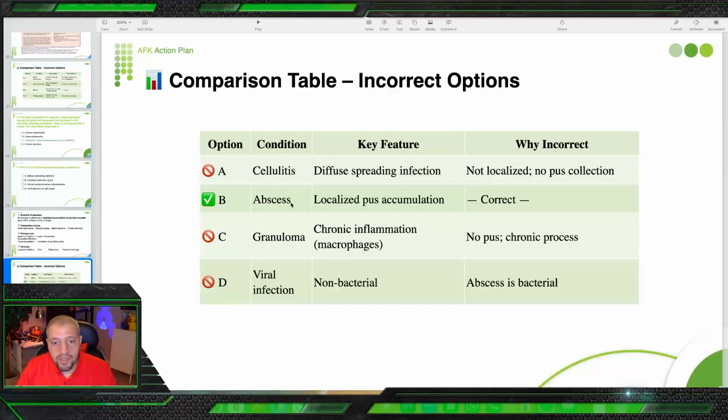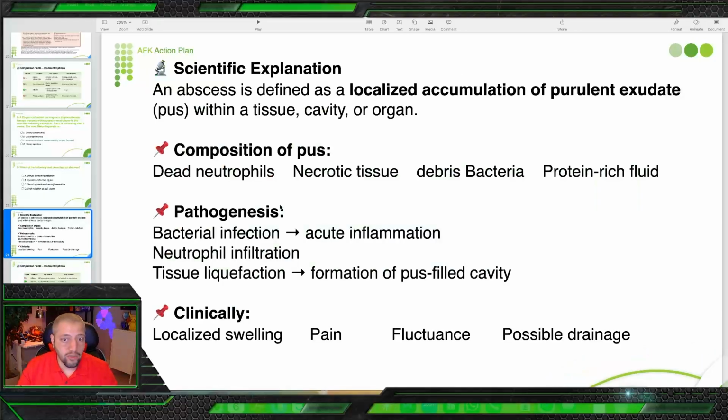And the localized pus is an abscess. I have one question for you. What is the factor determining whether a patient ends up with an abscess or with cellulitis? If you know, let me know in the comment. Granuloma, which is chronic inflammation, requires macrophages, not related to neutrophils. Viral infection will have no pus because we don't have bacteria, because as we can see, this is the pus. We have other types of necrosis that you need to be aware of.